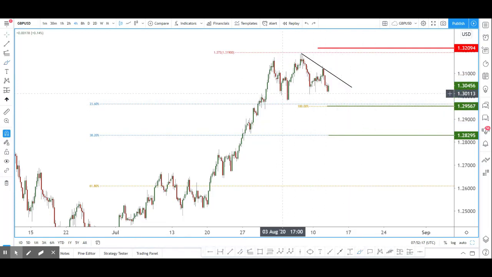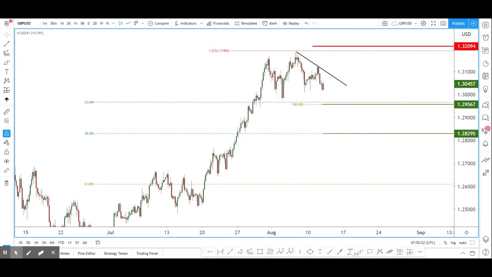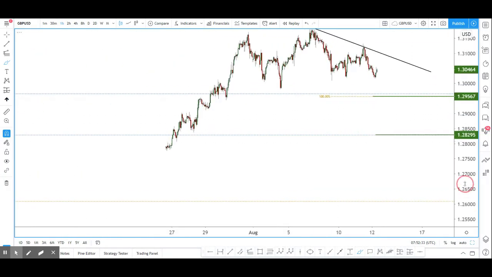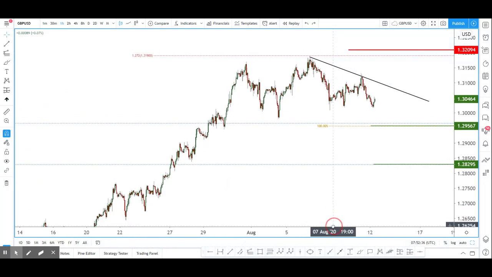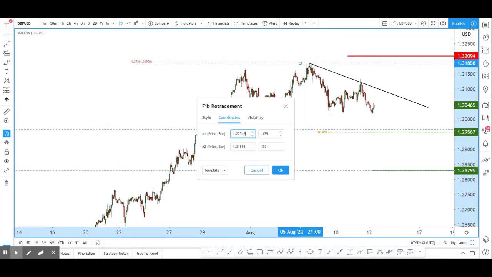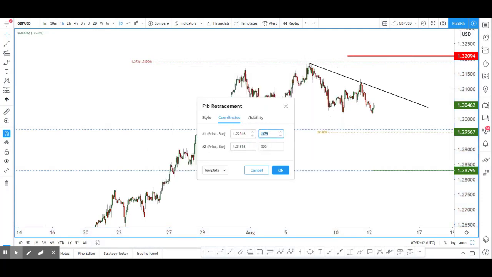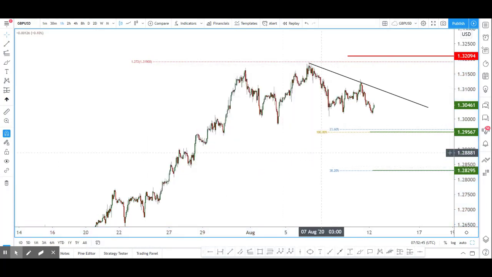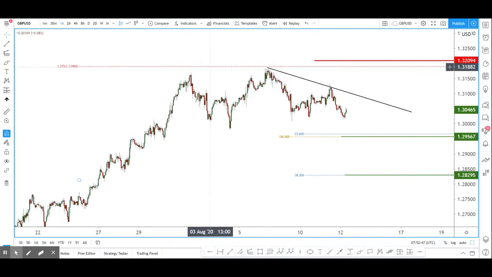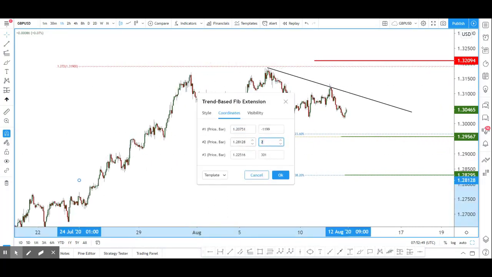Now the first target makes sense because if this is an inverse, if this is a head and shoulders pattern, this would then be the head and shoulders neckline area. Okay, so very quickly, let's go down to the 1 hour. So we have the 1 hour chart here. I just want to tidy things up again, with a strong focus on the more recent prices.